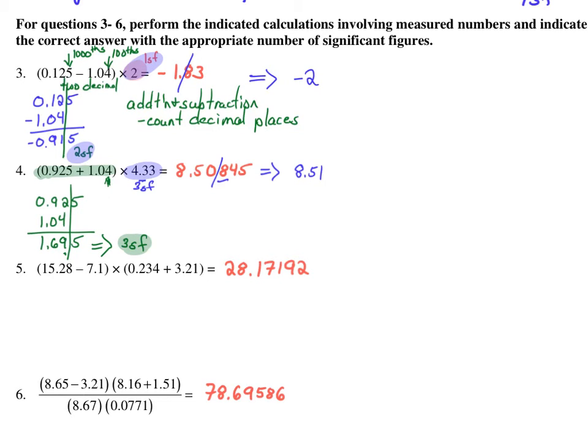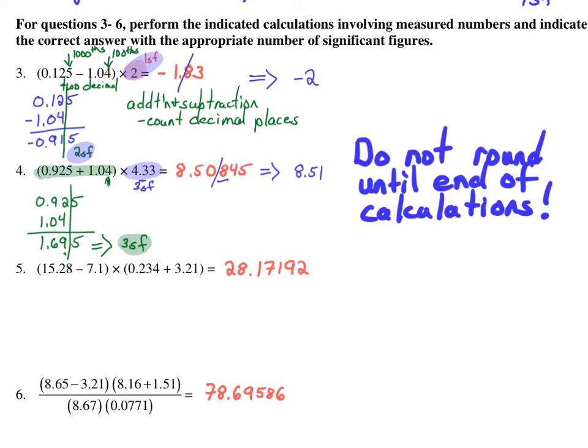Remember, in each of these problems, we write down our calculator answer first. We would be tempted to try and round this number and produce a result, but if we round early, we end up with rounding error. We do not round any numbers until we get to the end of our calculations. Write your calculator answer down first, determine the sig figs, and then do your rounding.